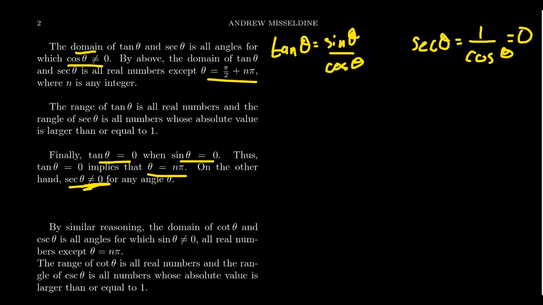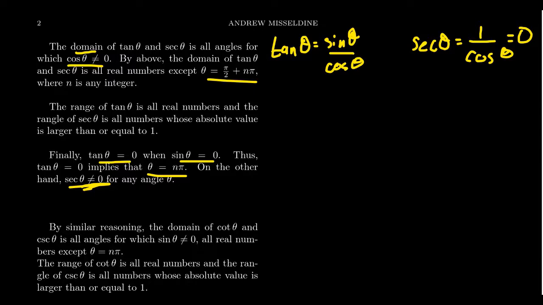And so if we say a little bit about the range right here, it turns out that tangent can actually equal all real numbers. We'll give a little bit more detail about that when we talk about the graphs of tangent. Secant can be most numbers. It can get arbitrarily big. That is, secant can go off towards infinity or negative infinity, but you can't get small values of secant.